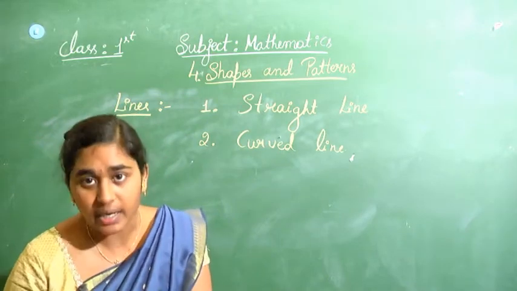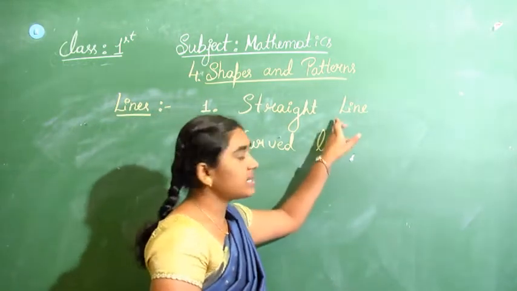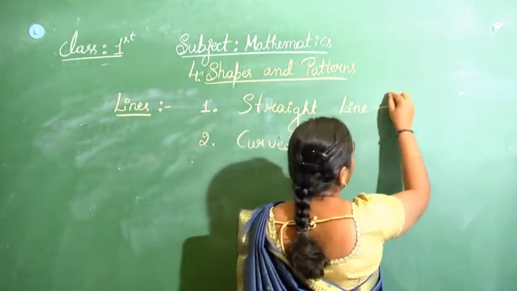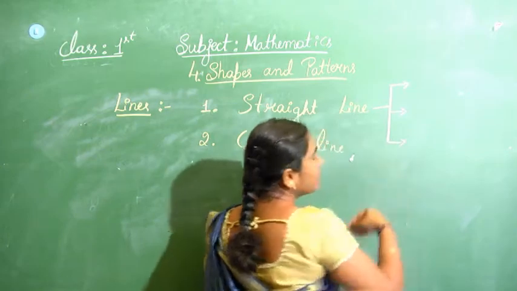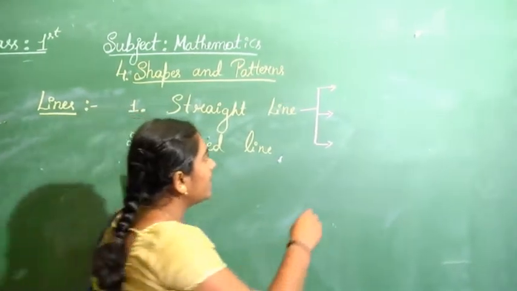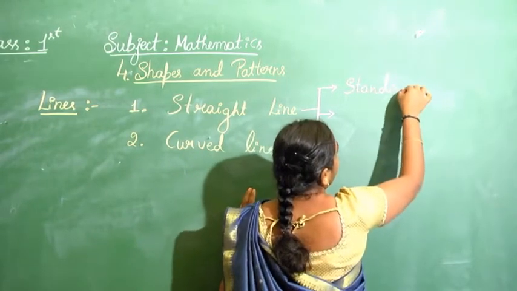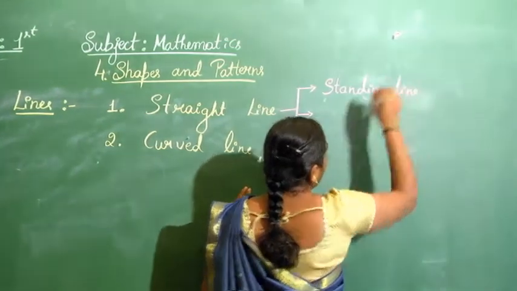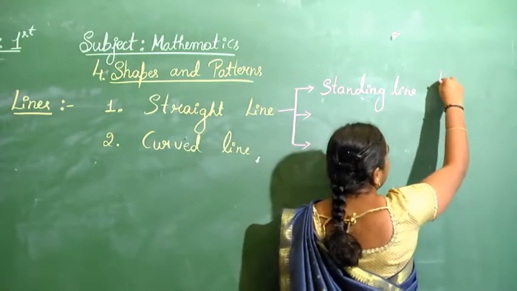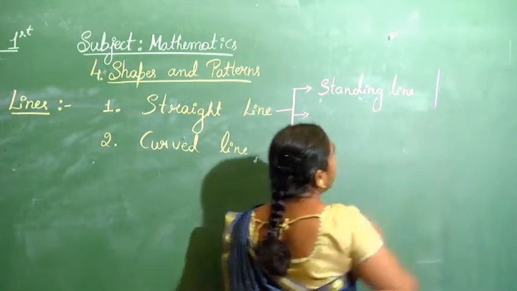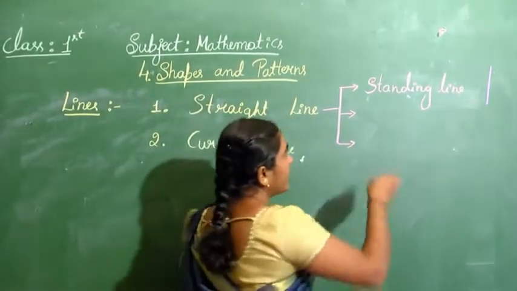Now what are the types again? How do we draw the straight lines? In the straight line also we have three types. What are those three types? In straight line, the first will be standing line, right? How will you draw the standing line? Like this. How will the straight line stand? Like that the line will stand. That one is a standing line.